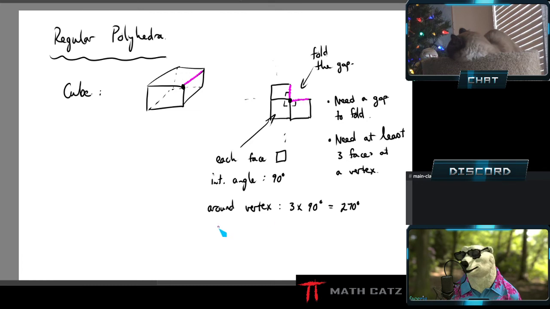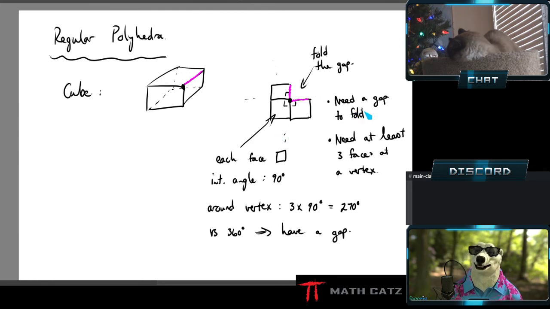And because 270 is not 360 degrees, which would be a full rotation, that implies I have a gap. Now, it seems a little silly to write all this out when I can visualize it, but I can visualize it because it's the cube. To investigate if other regular polyhedra are possible, I might not be able to visualize them as nicely as the cube. So I'm trying to come up with a requirement outside of my drawing and visualization abilities.